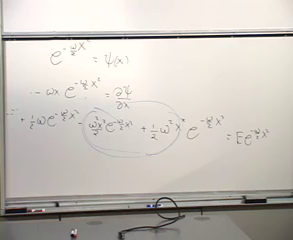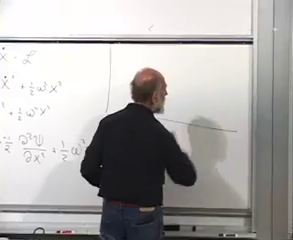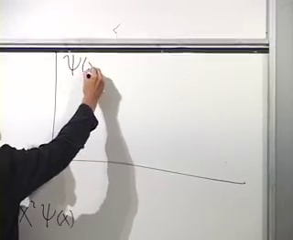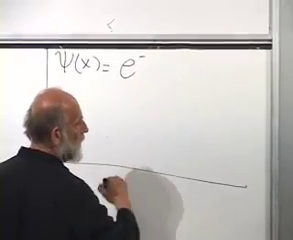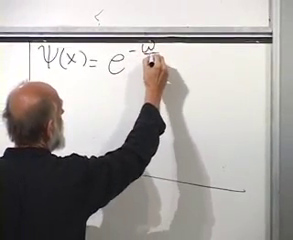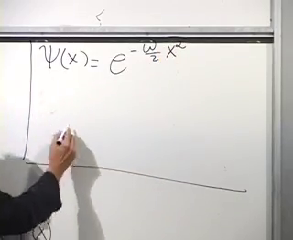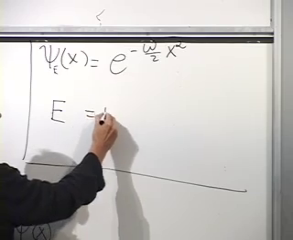So we found one eigenvector of the Hamiltonian with eigenvalue. Let's summarize what we found over here. We found an eigenvector, a single eigenvector, psi of x equals e to the minus omega over 2 x squared, that corresponds to an eigenvalue e equal to omega over 2.